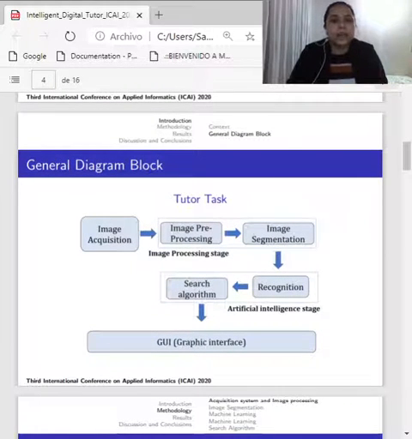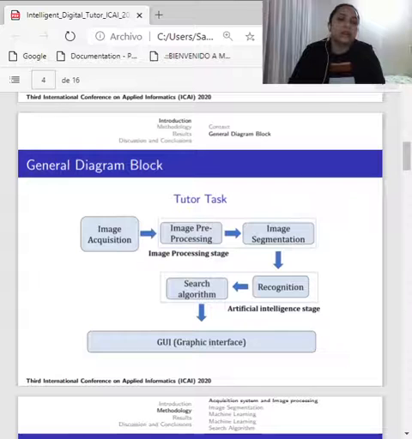So, the general block diagram contains the phases of this work. First, we have the image acquisition. Second, we have image processing. Third, image segmentation. Fourth, we have the artificial intelligence stage that is composed of recognition, system of puzzles, and search algorithm. And finally, we have the graphic interface that is the tool.